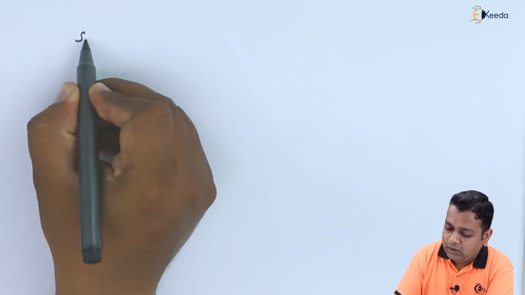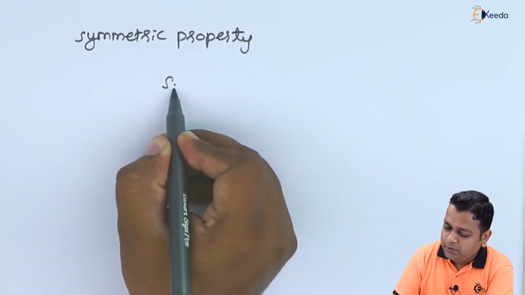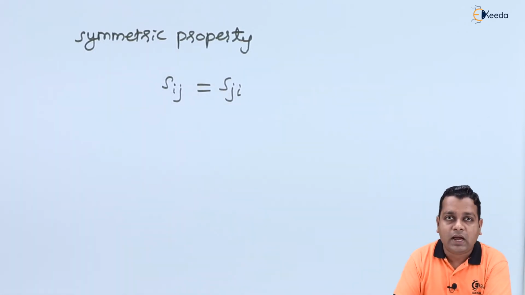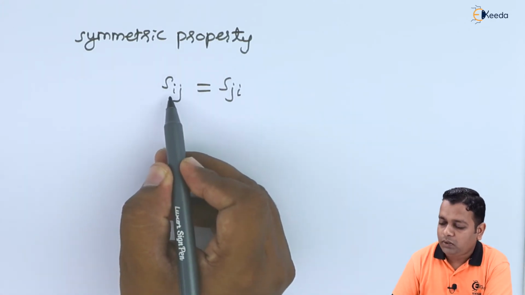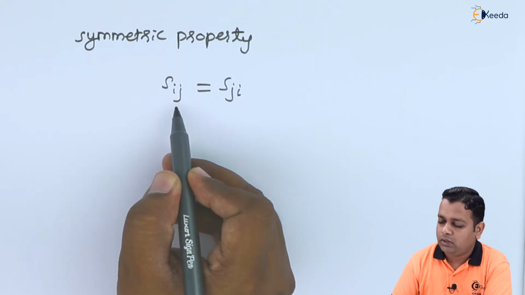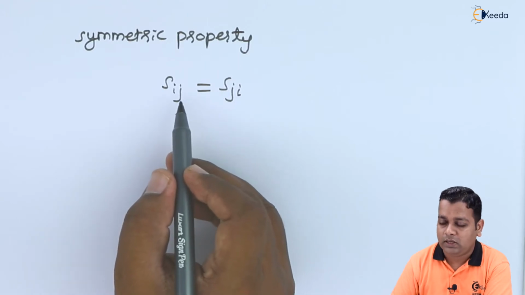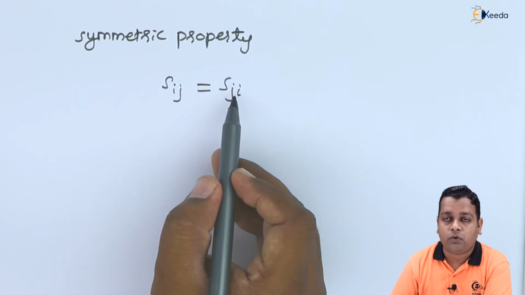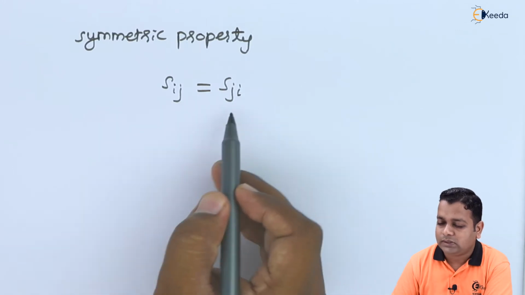One of the properties there was the symmetric property. According to the symmetric property, we have S suffix ij equal to S suffix ji. The meaning is that if we have input provided to the ith port and output taken at the jth port, whatever the relationship between input and output, it will be of the same magnitude if we provide input to the jth port and take output at the ith port. Hence this is the property.